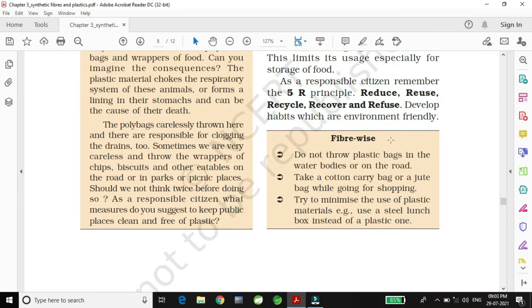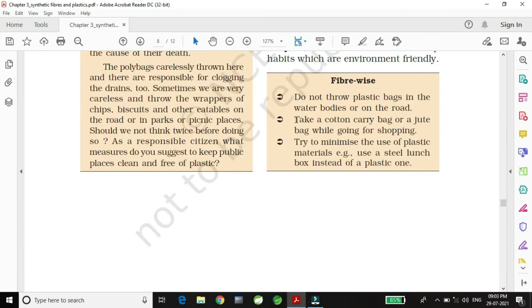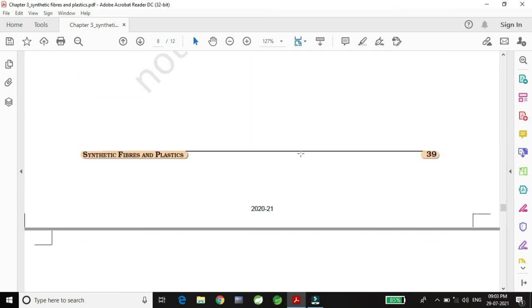Be wise, do not throw plastic bags in the water bodies or on the road. Take a cotton carry bag or a jute bag while going for shopping. Try to minimize the use of plastic materials. For example, use a steel lunch box instead of a plastic one. So these are some wise points given here.